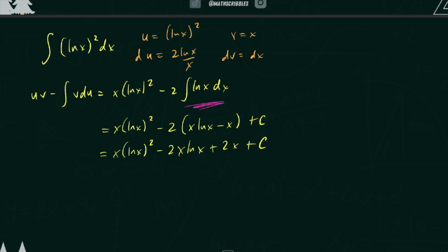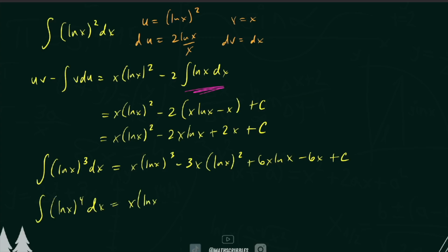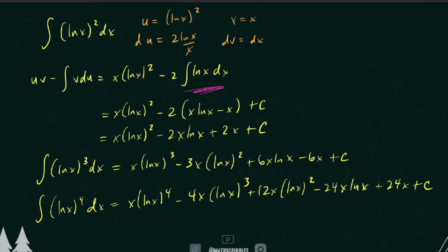Okay, I think we owe it to ourselves to at least do one more iteration here. So what about the natural log of x to the power of 3 dx? Okay, so I sped it up here, but I highly encourage you to try to solve this on your own. And as you can tell here, we don't want to keep doing that work.